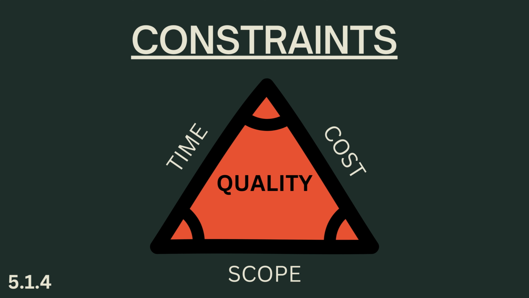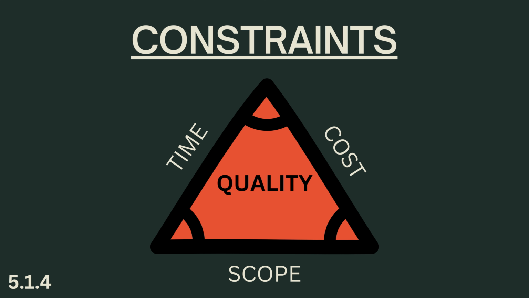Quality is one of the major constraints of every project. The quality of the outcome of the project is dependent on the scope, time, and costs. It's crucial to understand that these four constraints are interrelated. Any changes to one or more of the other constraints can impact the quality of the project outcome. Similarly, any changes to the expectations of the quality can have an impact on time, scope, and cost.